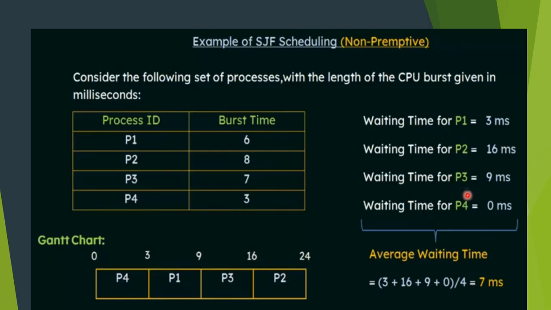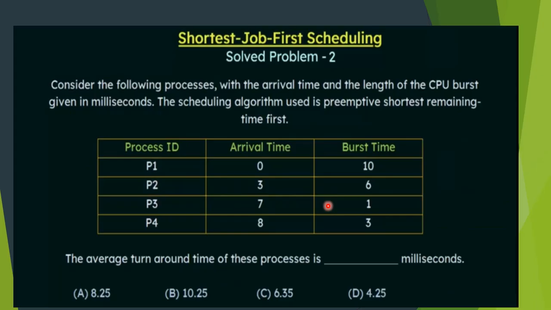And then process 3 had to wait for 9 milliseconds. It had to wait for process 4 and 1 to get done before it could be given the CPU. And then process 2, which is the last one, had to wait for 16. So now, to get the average waiting time, we add up these waiting times and divide by 4, which is the number of processes, which will give us exactly 7 milliseconds. Okay, so that is an example of a shortest job first scheduling algorithm.